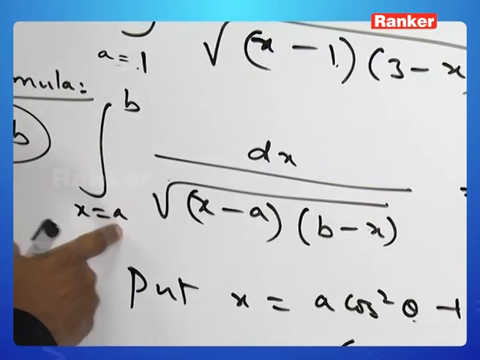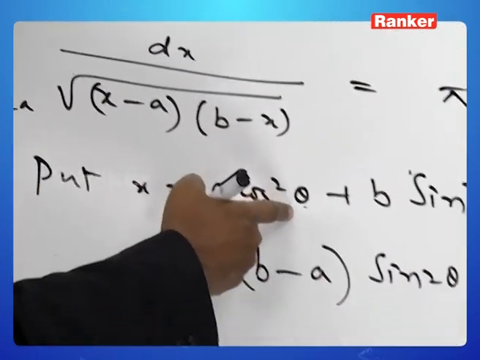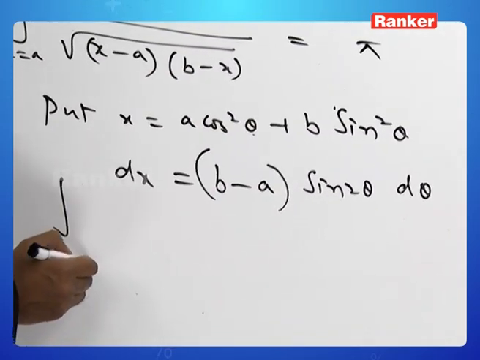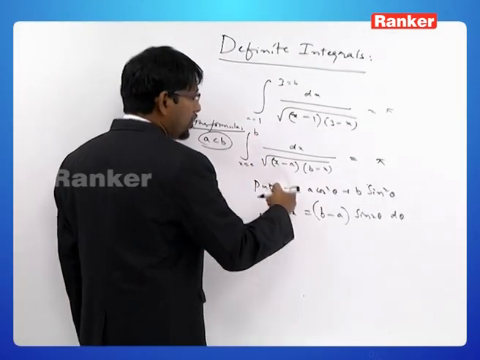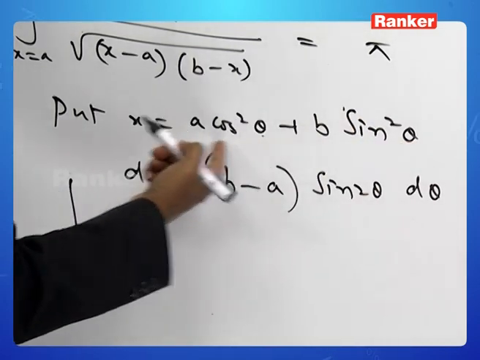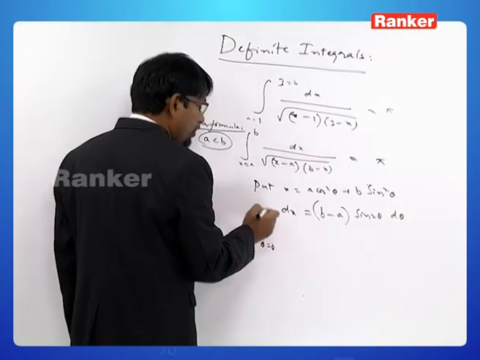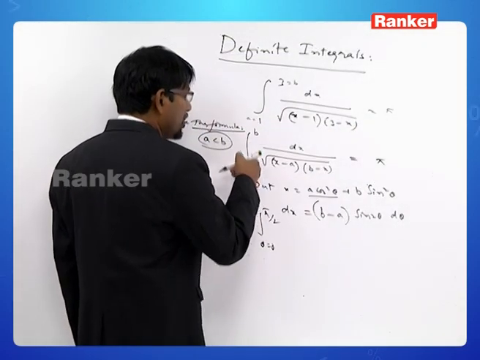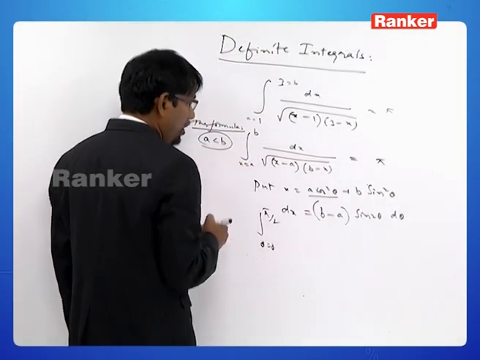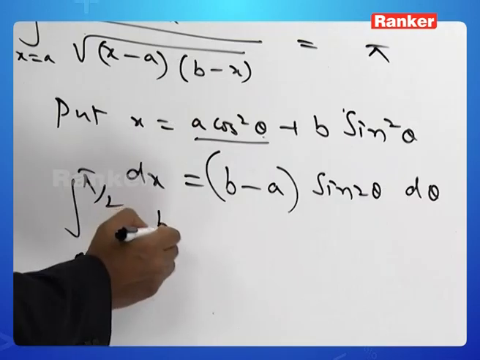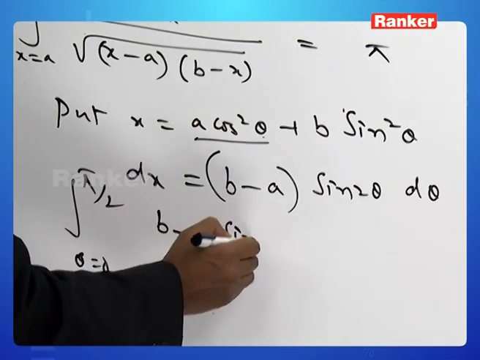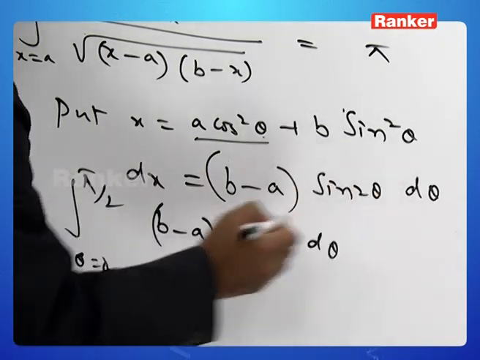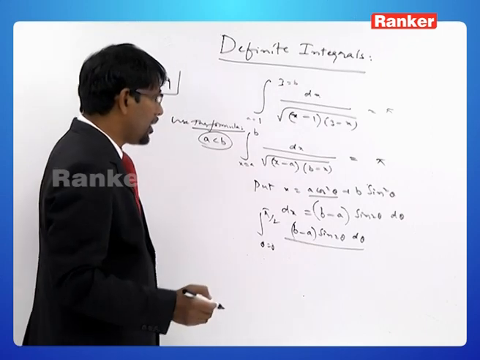When is x equal to a? So x has to be a means theta has to be 0. So this corresponds to theta equal to 0. When is x equal to b? That means b sin square theta. When we put theta equal to pi by 2, the cos square part will become 0, so we get b. So theta ranges from 0 to pi by 2 there. Dx is b minus a sin 2 theta d theta. And in the denominator, what do we have?